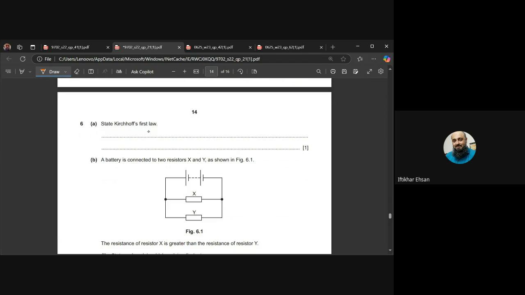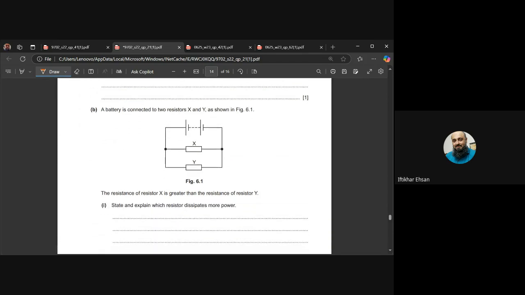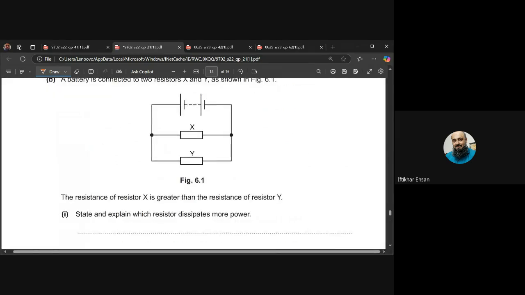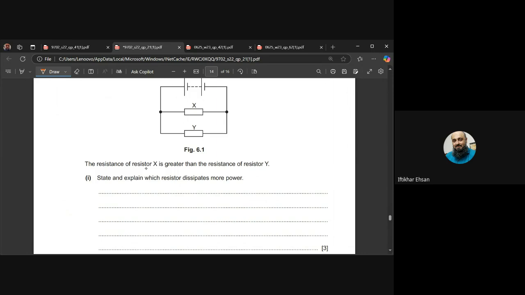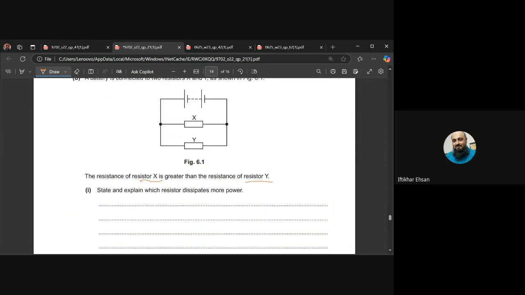Kirchhoff's first rule: current entering a point is equal to current leaving the point. ठीक हो गया? A battery is connected to two resistors X and Y. The resistance of resistor X is greater than this. अच्छा, पैरेलल में वोल्टेज सेम होगा, करंट डिवाइड होगा, तो X की रेजिस्टेंस ज्यादा होने से it will receive lesser current, और जो करंट होगा Y को थोड़ा ज्यादा मिलेगा. State and explain which resistor dissipates more power.